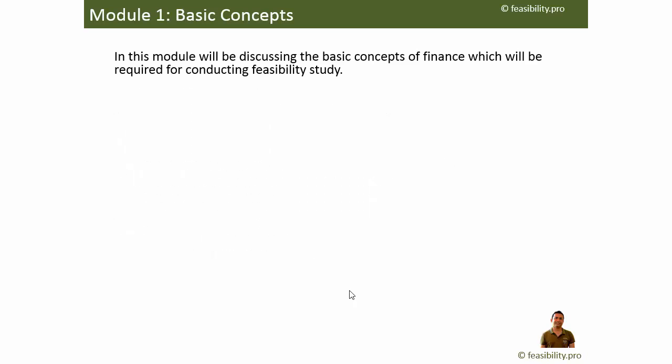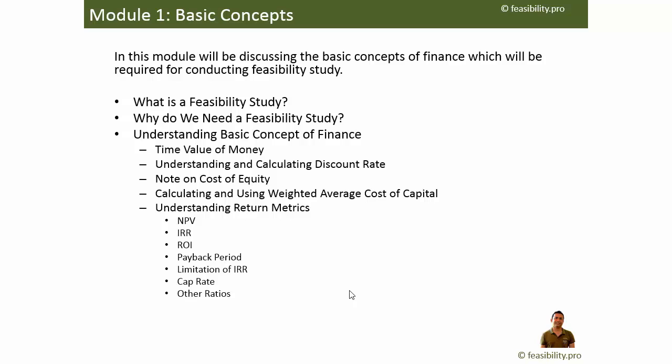Basic concepts, which is module 1. In this module, we will be discussing the basic concepts of finance, which will be required for conducting feasibility study. We will learn about what is a feasibility study. Why do we need a feasibility study? We will also learn the basic concepts of finance like time value of money, calculating and understanding discount rate, cost of equity, weighted average cost of capital, and we will learn some of the return metrics like net present value, internal rate of return, return on investment, payback period. We will also discuss limitation of IRR. We will discuss cap rate and other ratios.